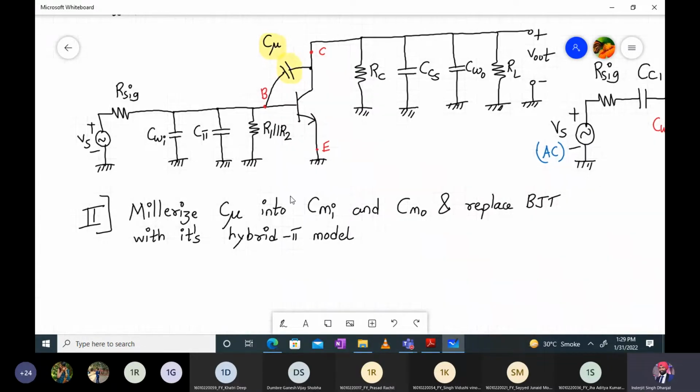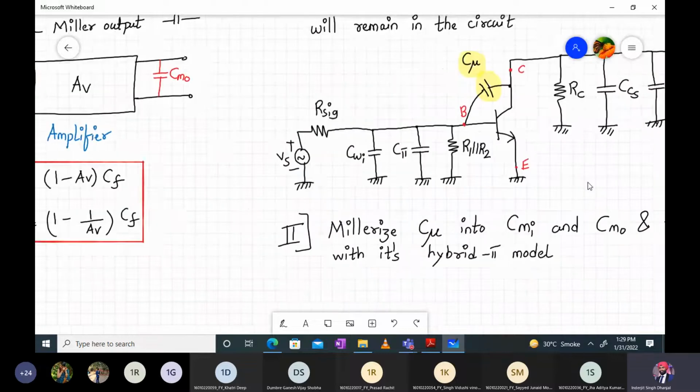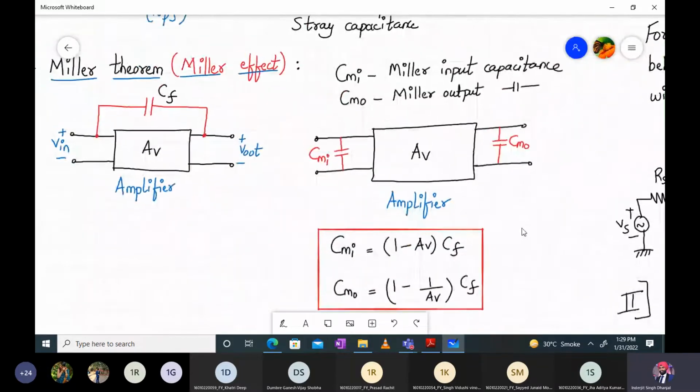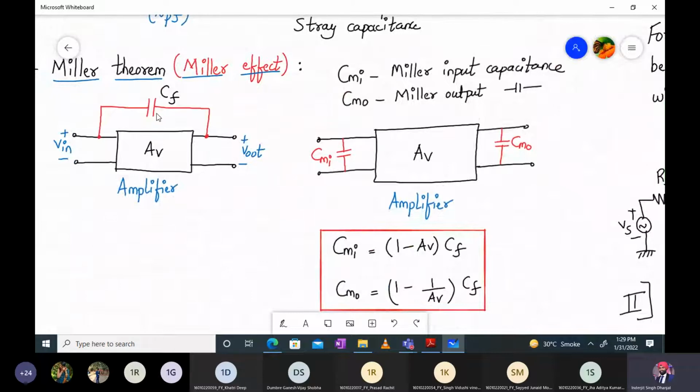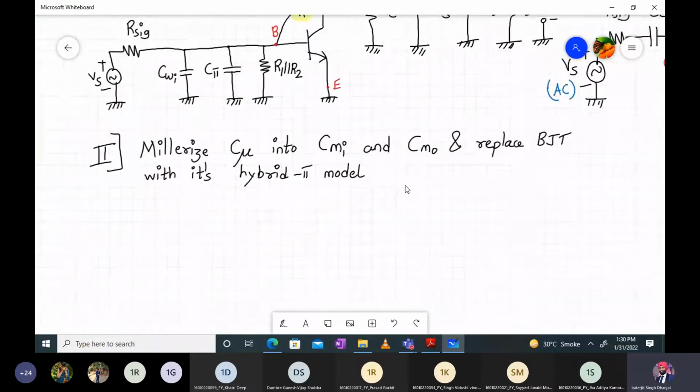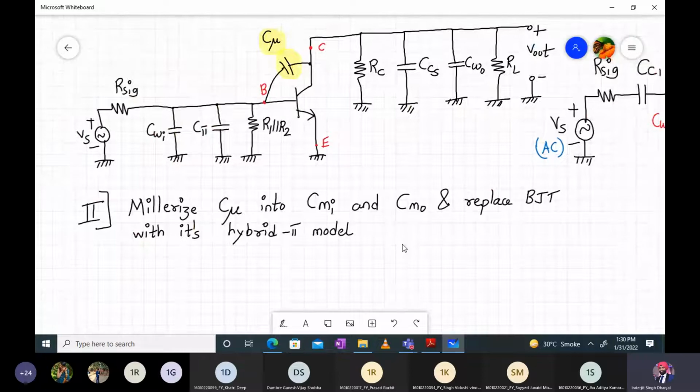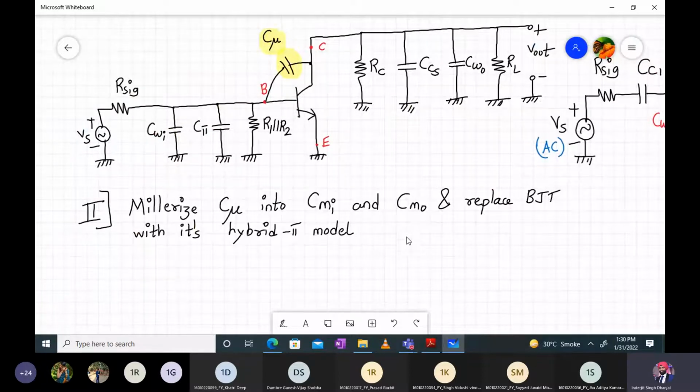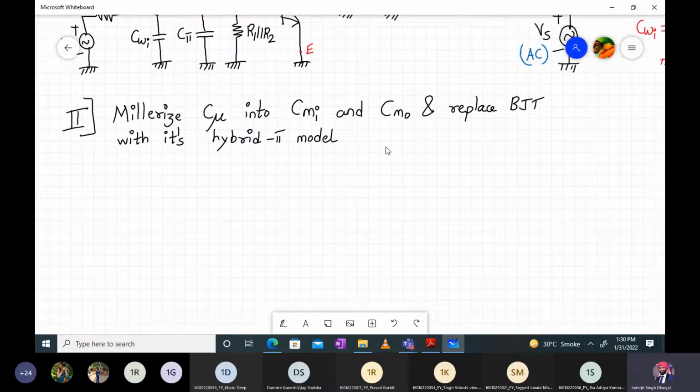Next, what I will do is I have to Millerize C mu into CMI and CMO. So what does this mean? It means application of Miller theorem. So this feedback capacitor, which was connecting input and output, is split up into two parts, CMI and CMO. Similarly here it will happen. And first of all, let me replace the BJT by its hybrid PI model. So let me do that right now.